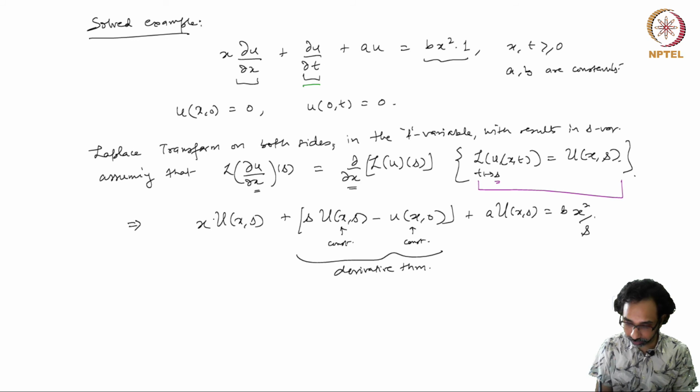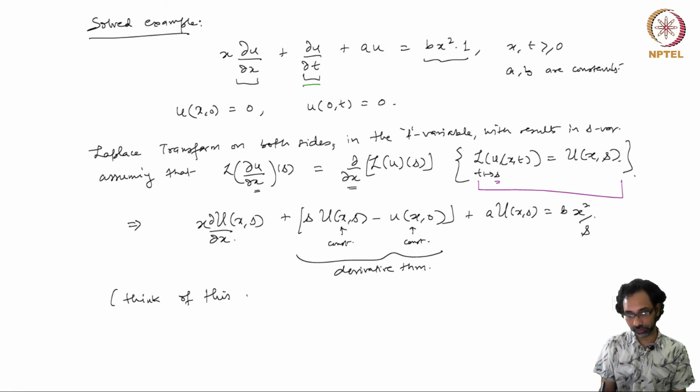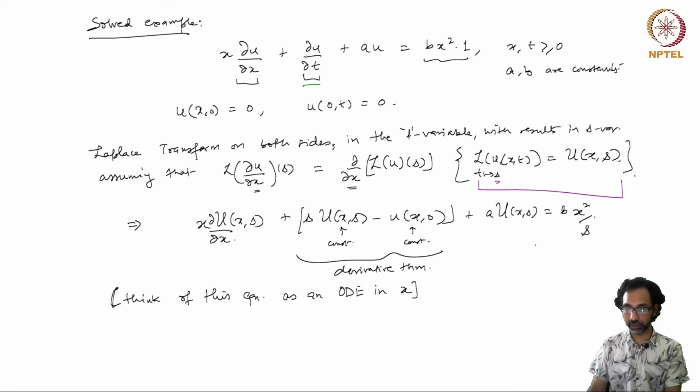I missed a derivative here, so this should be x ∂U/∂x. Now this is a partial differential equation with respect to x, but it does not have any other partial derivatives with respect to s. So we can think of this equation as an ordinary differential equation in x. We will try to solve this ordinary differential equation in x and see what we get, and then we have to take the inverse Laplace transform to find the original function u.